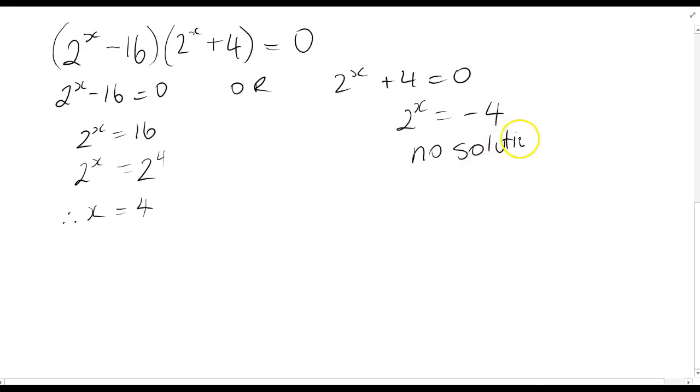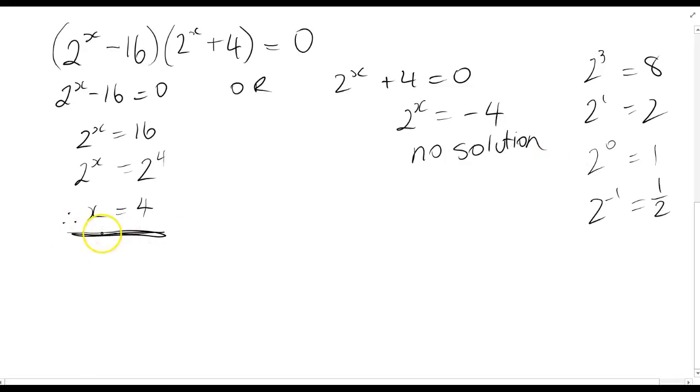Okay, and if you want a little bit more proof, I'll just do a couple for you. If I do 2 to the power of 3, for instance, that's 8. If I do 2 to the power of 1, that's 2. If I do 2 to the 0, that's 1. And then you feel like it's going to go negative, but it just won't. When you go 2 to the negative 1, remember that's a fraction, so my answer is actually a half. So there is no way for me to get a negative answer here. So therefore, for this particular part, there is no solution. So the only solution for this is what we came up with over here, x equals 4.